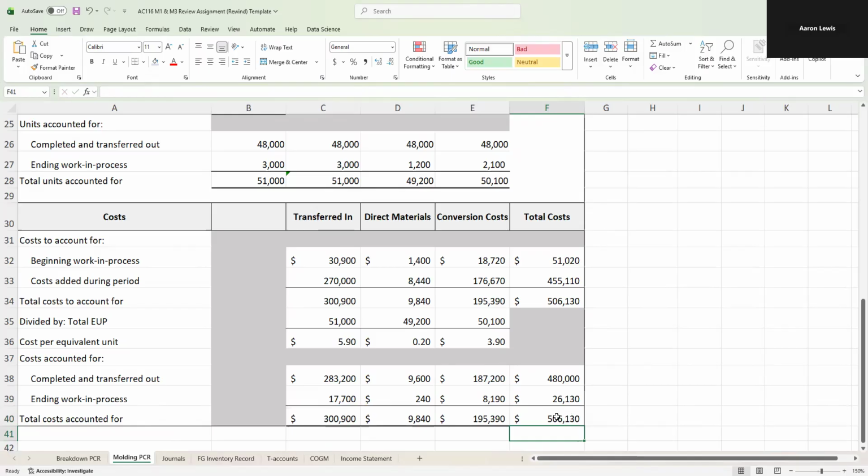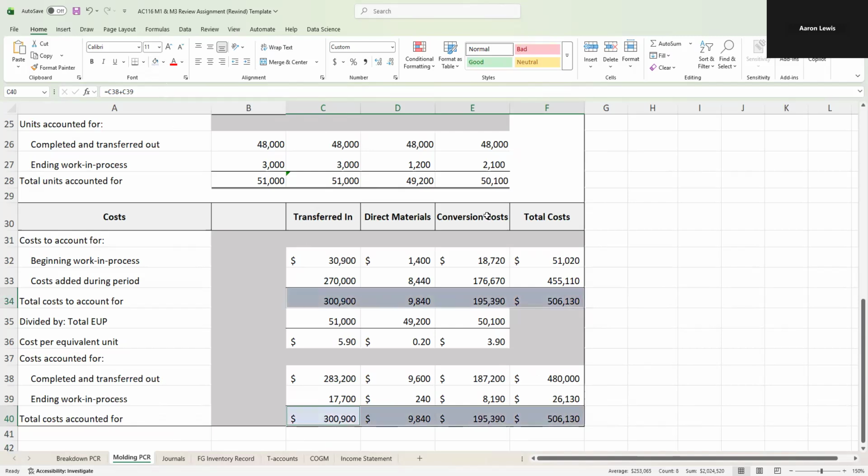Out of that $506,130, $480,000 is going to be assumed to be in units that were transferred off to finished goods to be sold, hopefully, while the other $26,130 is tied up in those bins that we were still working on when December ended. But our cost to account for line and our cost accounted for line is a direct mirror of one another, so we know we're good to go here as well.